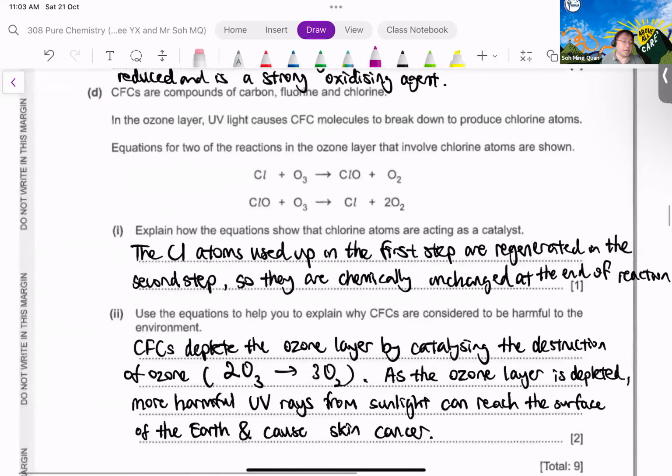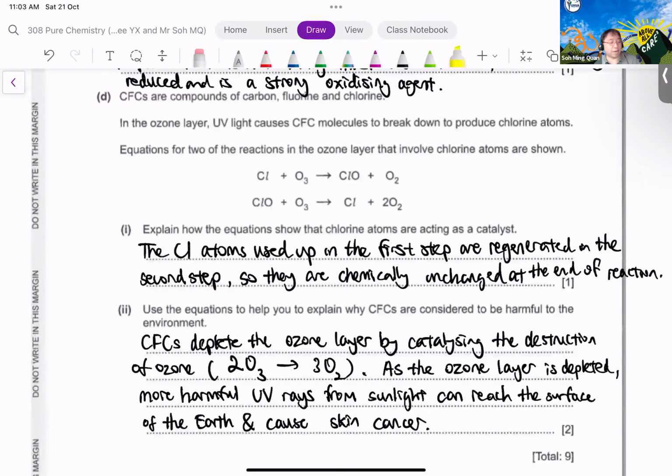All right. Why is it that chlorine atoms can act as a catalyst? So importantly, chlorine atoms are used up in the first step, regenerated in the second step. Regenerated is the word. Yes, you can use other words to paraphrase, but make sure the paraphrased words mean the same thing. Regenerated is the best word. And finally, please say that they are chemically unchanged at the end. If you didn't write at the end, please write it in now. Okay?